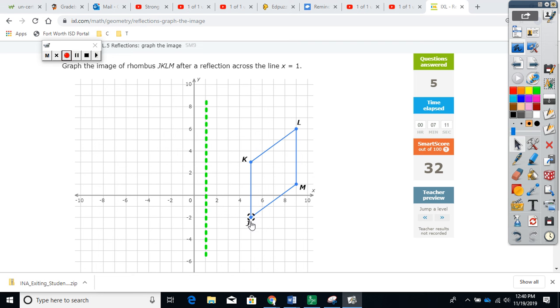Does that make sense? So 1, 2, 3, 4. 1, 2, 3, 4. And then how many away? 1, 2, 3, 4. Okay, does that look correct? Trying to double check that everything is correct.